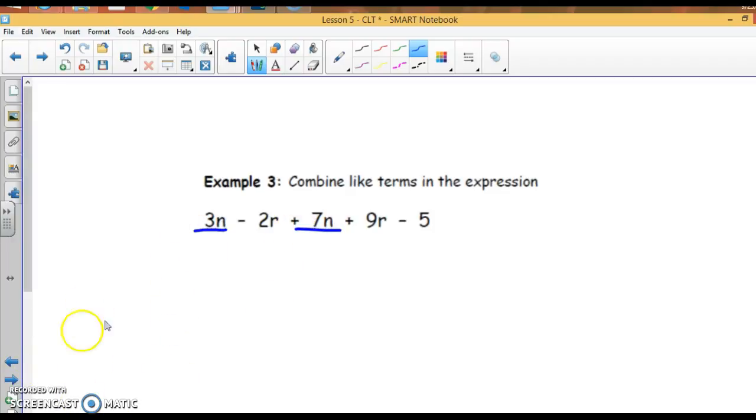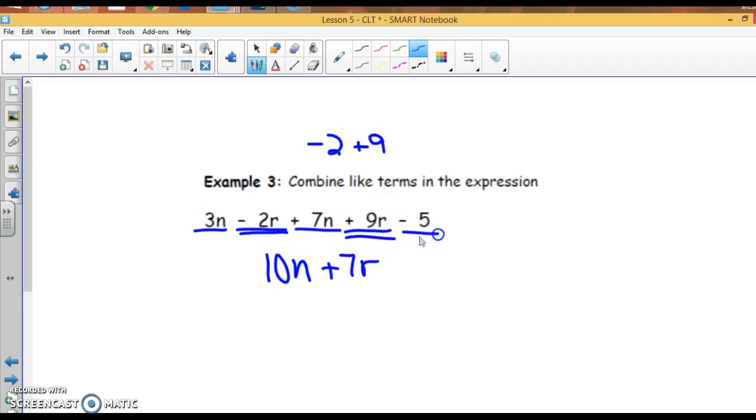With the same number of underlines. So the like terms, 3n plus 7n is 10n. Negative 2r. Notice, negative 2r plus 9r. Negative 2 plus 9 is positive 7r. I don't have anything to add to this negative 5, so I just bring down minus 5. That's my final answer.